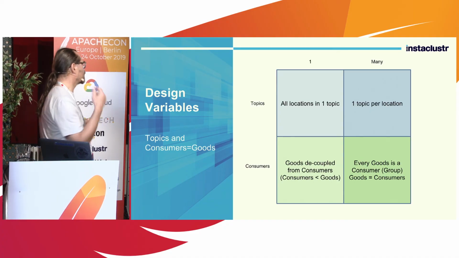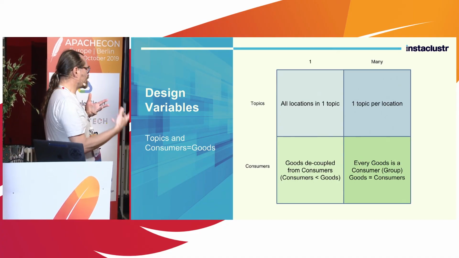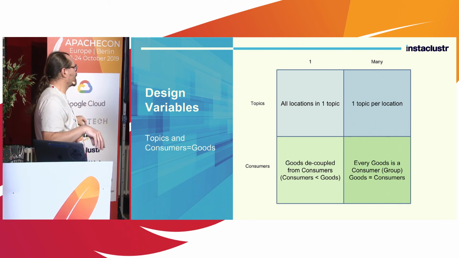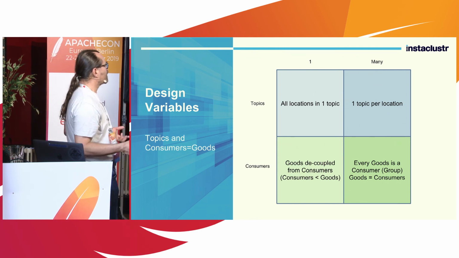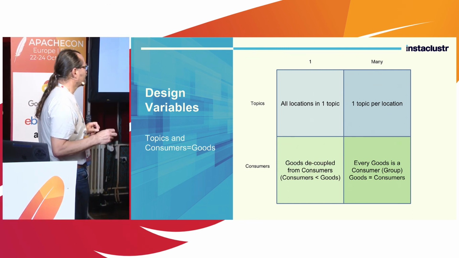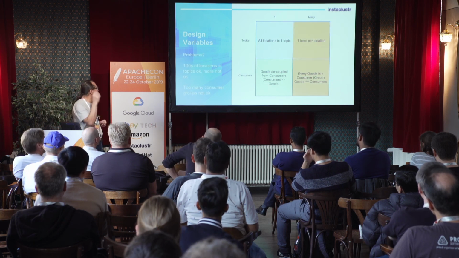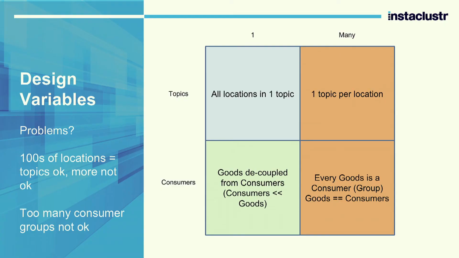In terms of the consumers as well, some of the design choices I thought of at the time were where you could decouple the goods from the actual Kafka consumers. That seemed a bit complicated and unnecessary. So I ended up trying the one on the right bottom there, which is every good is actually a consumer, or a consumer group, in fact. This meant that the number of Kafka consumer groups was equal to the number of goods in my simulation. Is that going to work? We'll see.